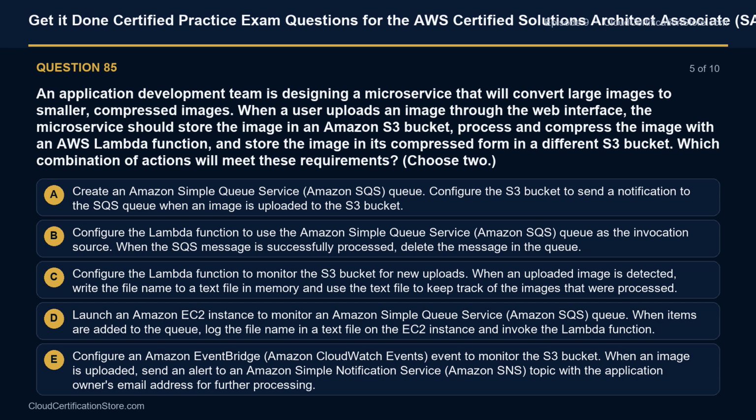Option C. Configure the Lambda function to monitor the S3 bucket for new uploads. When an uploaded image is detected, write the file name to a text file in memory and use the text file to keep track of the images that were processed. Option D. Launch an Amazon EC2 instance to monitor an Amazon SQS queue. When items are added to the queue, log the file name in a text file on the EC2 instance and invoke the Lambda function.